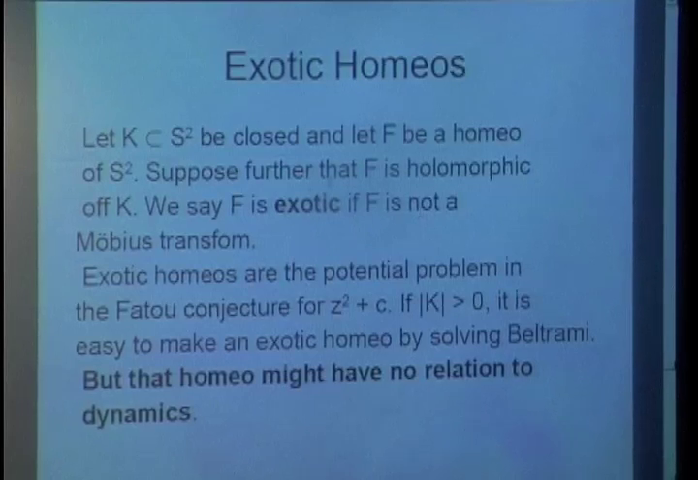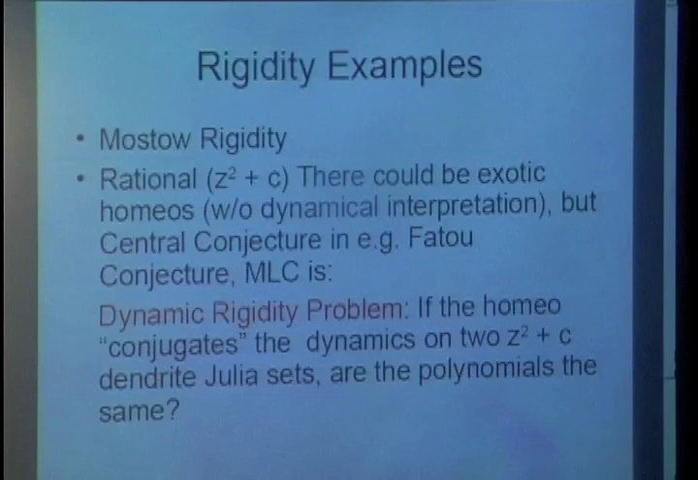So we say a homeomorphism of the sphere is exotic if it's not a Möbius transformation, but it's holomorphic off a prescribed set K. Now, if K is positive measure, it's easy to make these exotic homeomorphisms by solving Beltrami, but that homeomorphism might not have any relation to dynamics. And so there are some entries here from this dictionary where you look at Mostow rigidity. And then you have, for example, problems about dynamic rigidity, which maybe I'll skip because I'm running out of time.